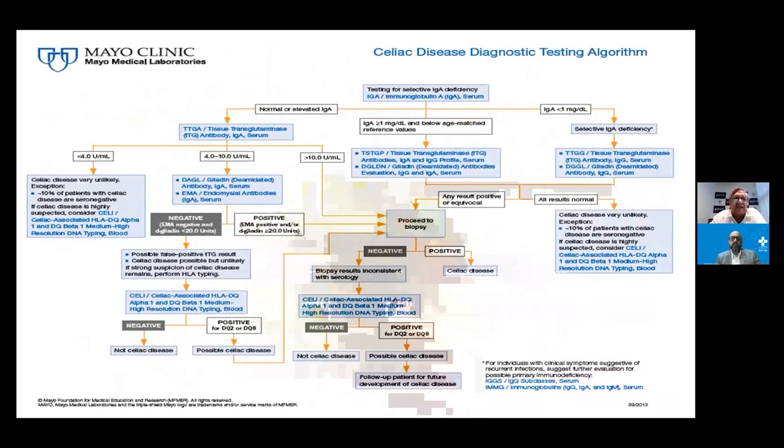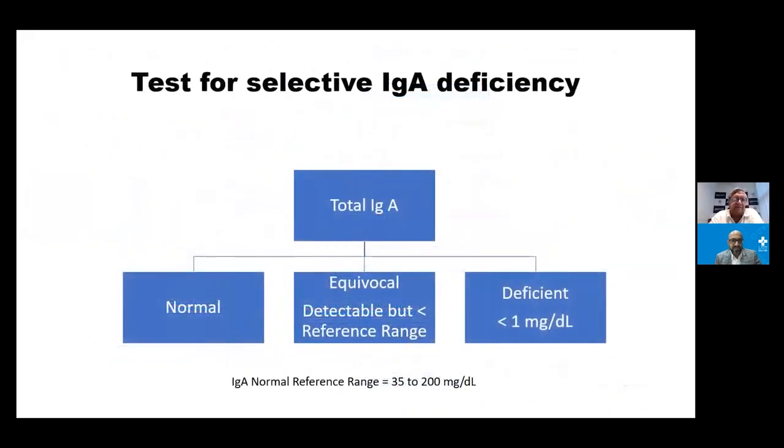At first sight, it looks very complicated, so let me break it down into three parts. The first part is to test for selective IgA deficiency. Since selective IgA deficiency is common in celiac disease, the first thing to do is to look for total IgA. If the total IgA is normal, there will be one method of identifying. If it is deficient, there would be another method. And if it is equivocal, then we would take a third method.